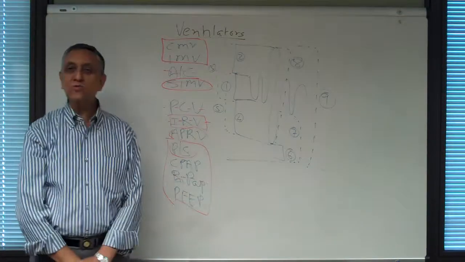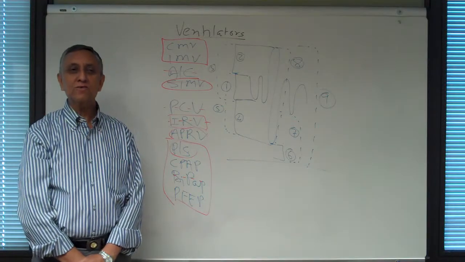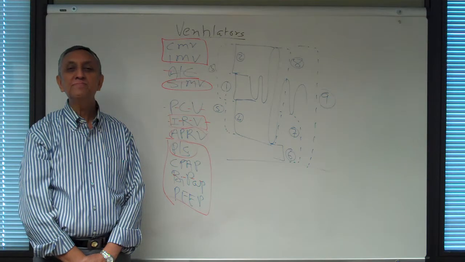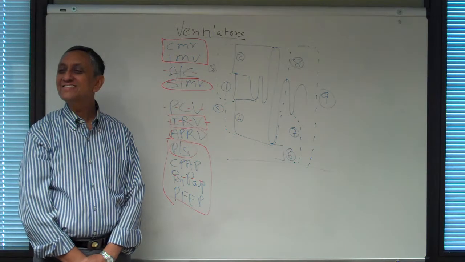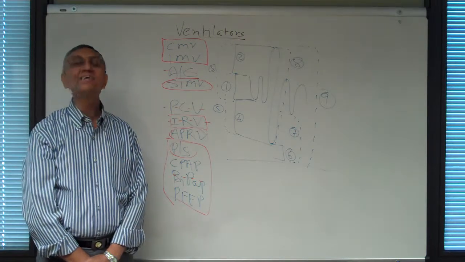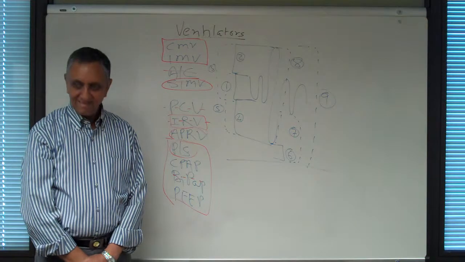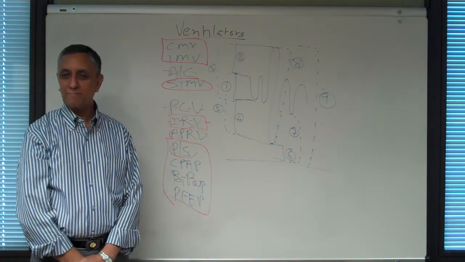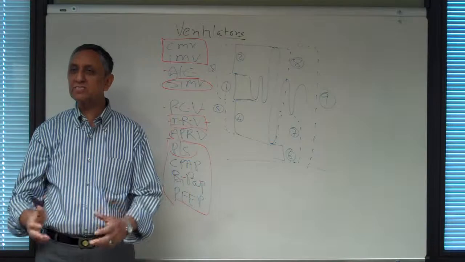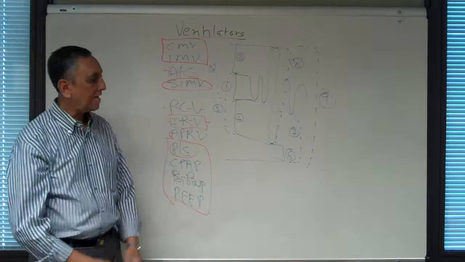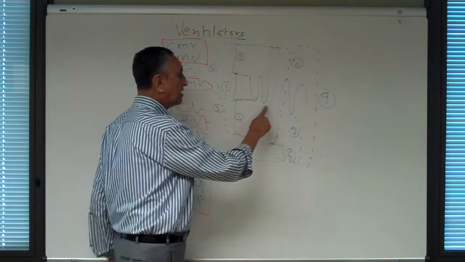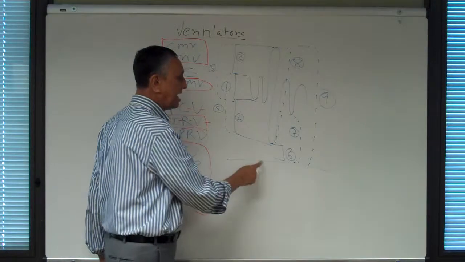So out of these 1 through 9, which one is most important for oxygenation? 1? Nope. 2? Nope. 8? Nope, it is 7. Why 7? Functional residual capacity. That is what was learned: functional residual capacity is most important for oxygenation. Now just imagine, what is functional residual capacity? After a normal expiration, whatever air is left inside.